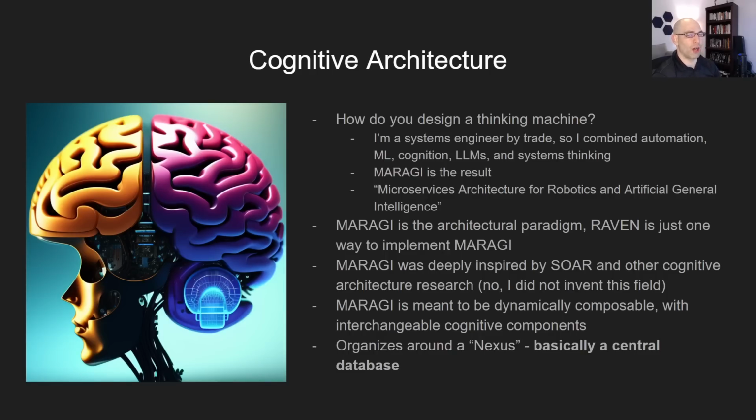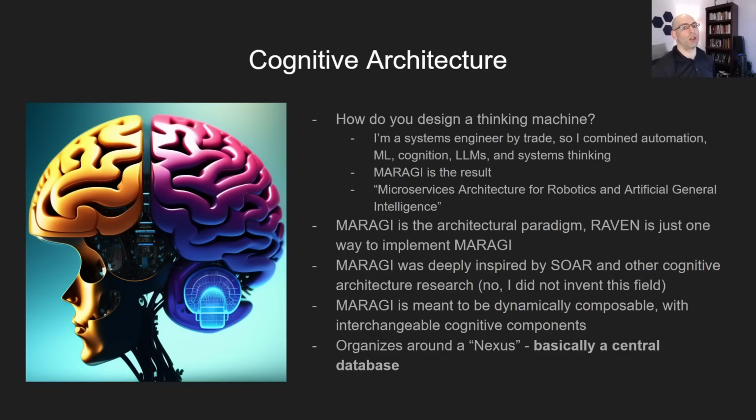Okay, so I mentioned cognitive architecture earlier. Raven is a cognitive architecture, and it's like, okay, what does that mean? Basically, a cognitive architecture is a way to design a thinking machine. So a little bit of background there. In my past life, I was a systems engineer. I worked on very large networks, virtualization, cloud computing, that sort of stuff. So I combined my professional expertise of systems with automation, machine learning, cognition, and large language models.